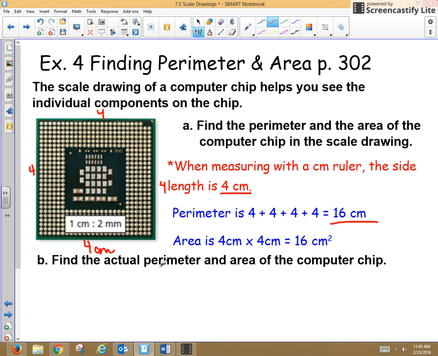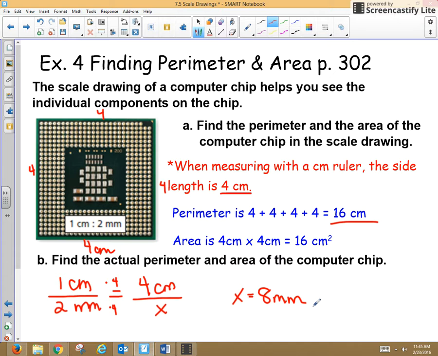Now, for B, we need to find the actual perimeter and area of the computer chip. So remember, the computer chip is 1 centimeter for every 2 millimeters. When I measured it, it was 4 centimeters. So now I'm trying to solve for X, or the actual size. So to solve, I can see that 1 times 4 is 4. So I'm just going to use equivalent fractions. 2 times 4 is 8. So X is equal to 8. Keep the units the same in the denominator, which are millimeters.